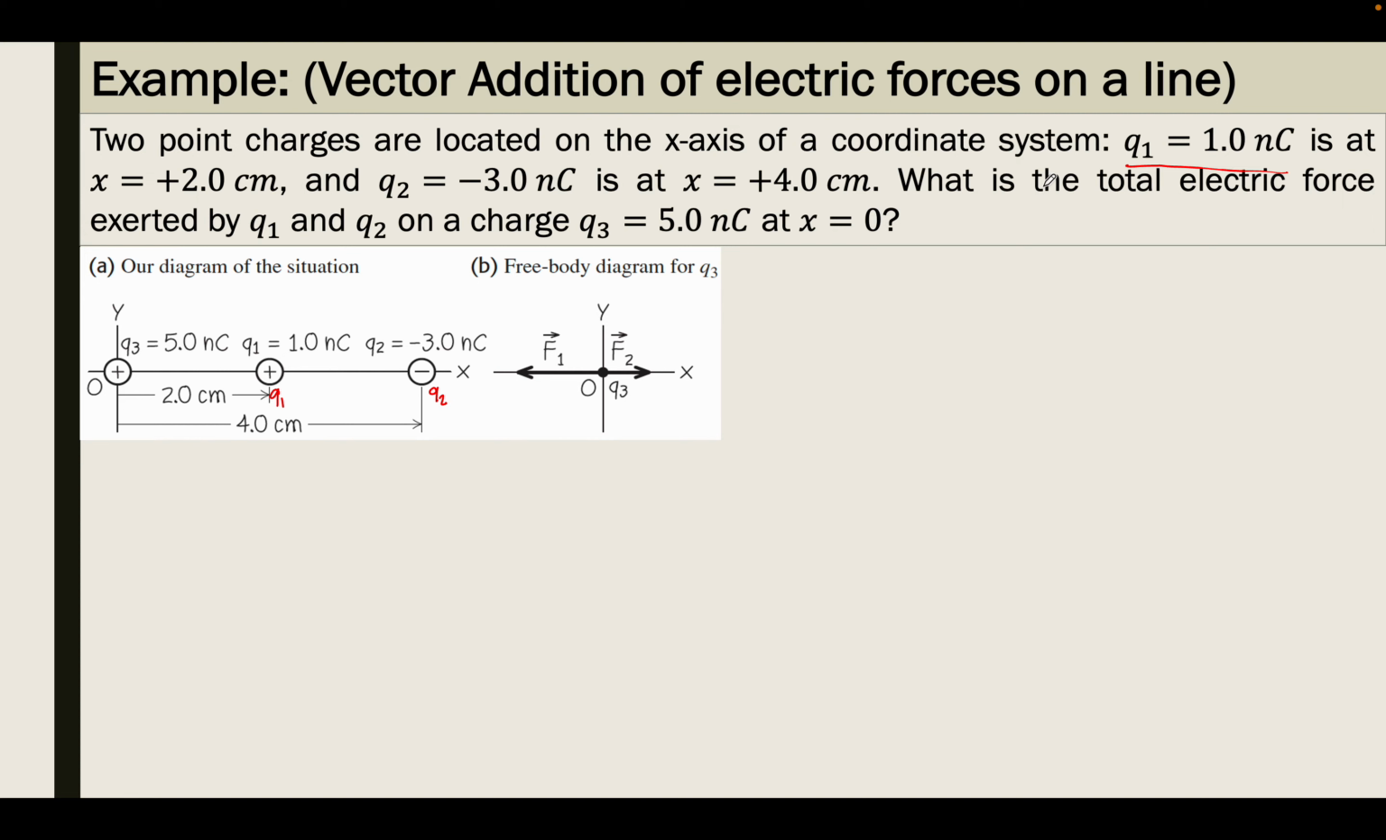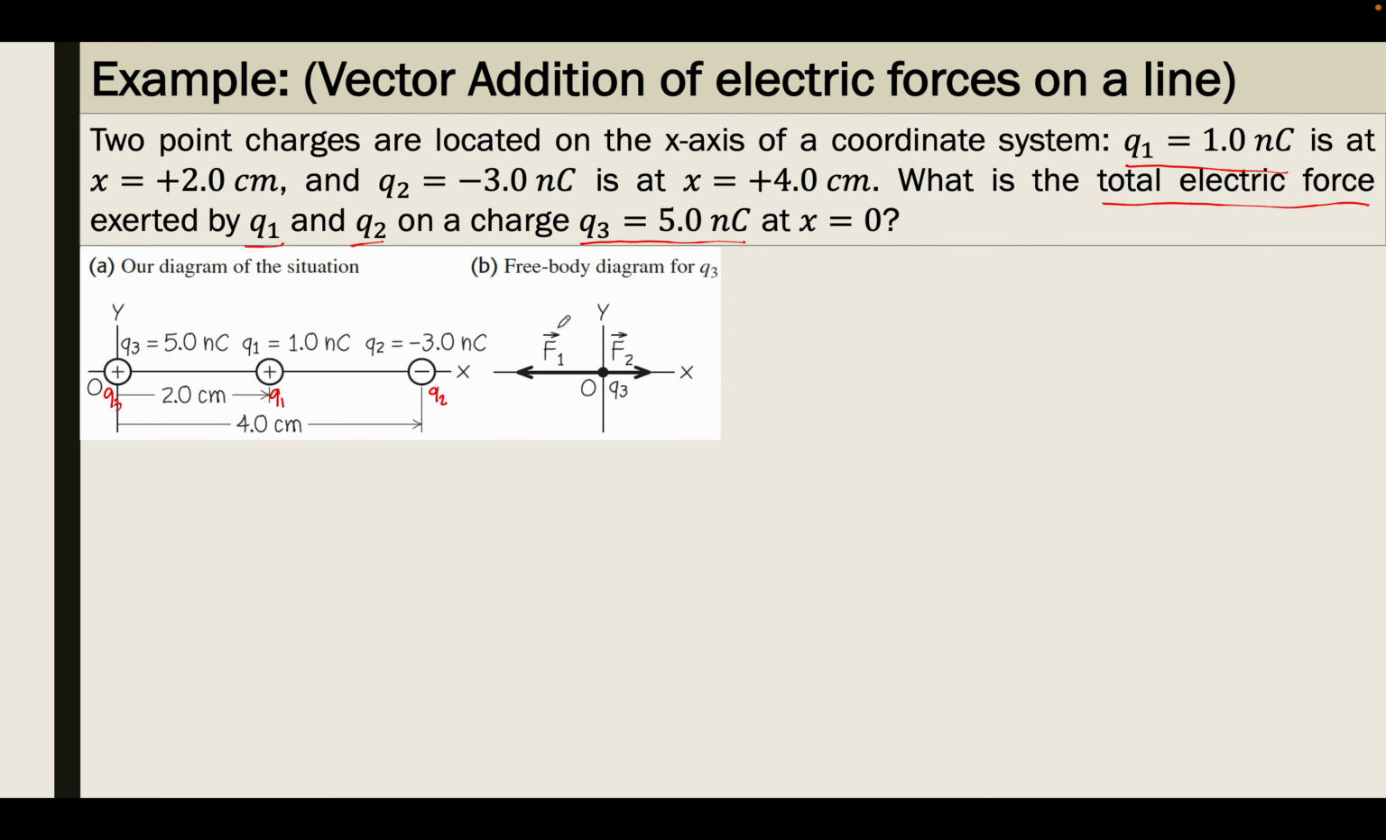Now the question here is, what is the total electric force exerted by Q1 and Q2 on a third charge, Q3, which is equal to 5 nanocoulombs at x equals 0. So Q3 is at the center of the Cartesian plane, or at x equal to 0. So we need to find the total electric force exerted by Q1 and Q2 on Q3.